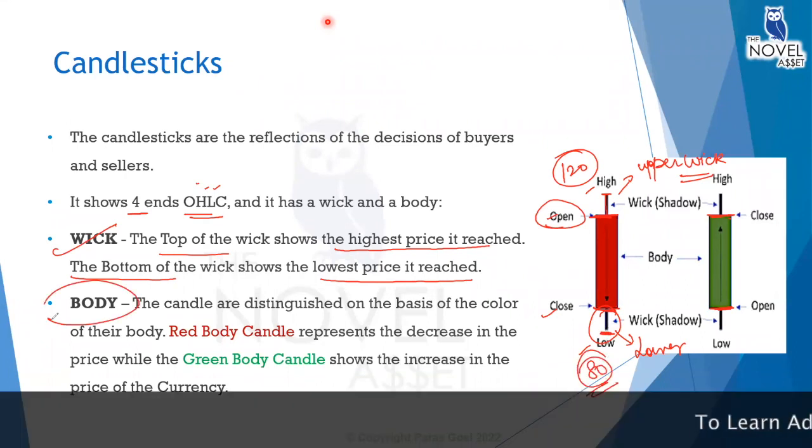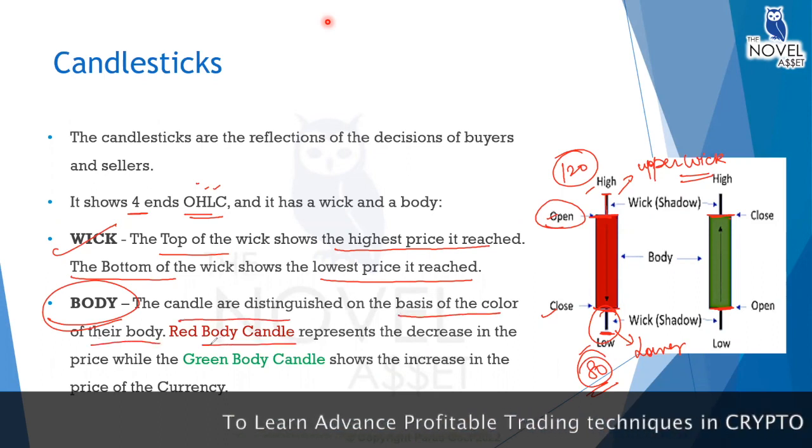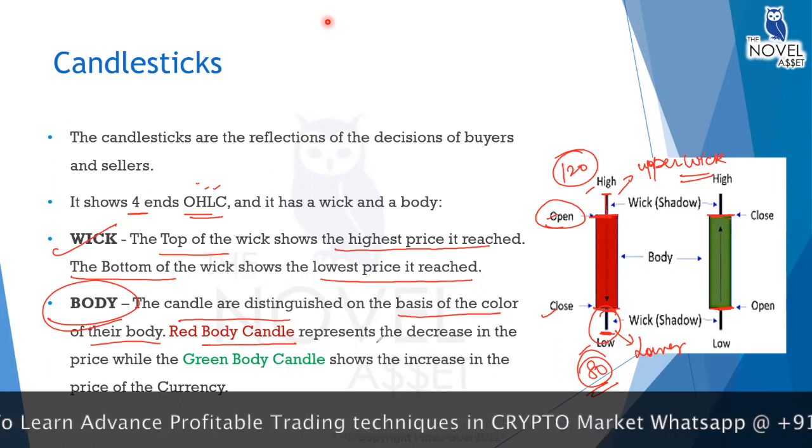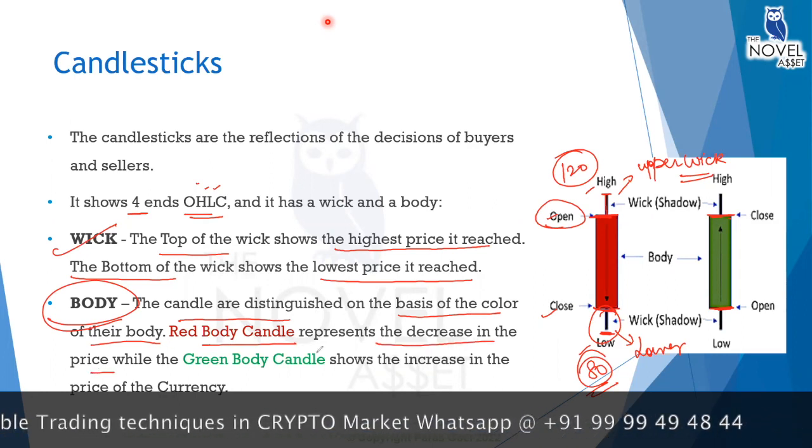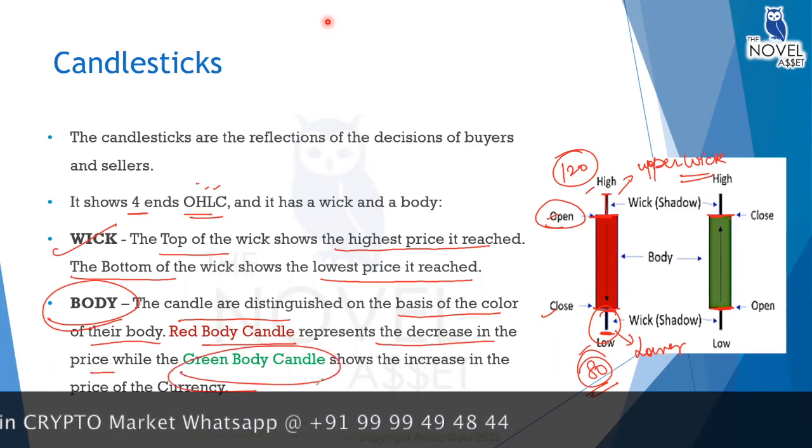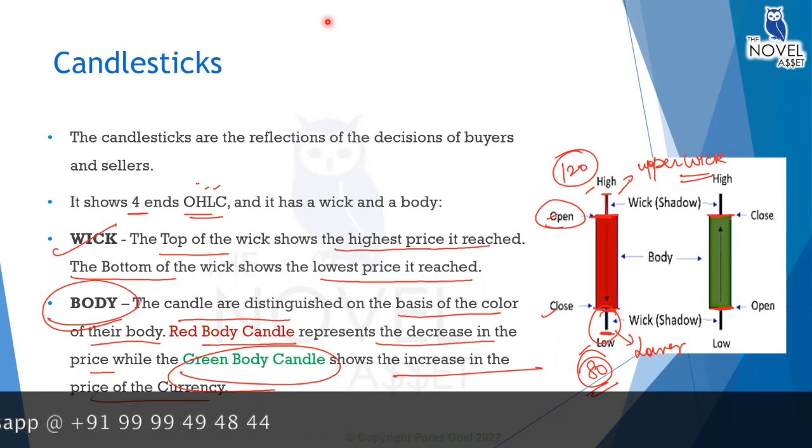Okay, the body. The candles are distinguished on the basis of the color of their body. A red body candle represents that there was a decrease in the price, while the green body candle shows that there was an increase in the price of the currency. Have you understood this whole candle thing?